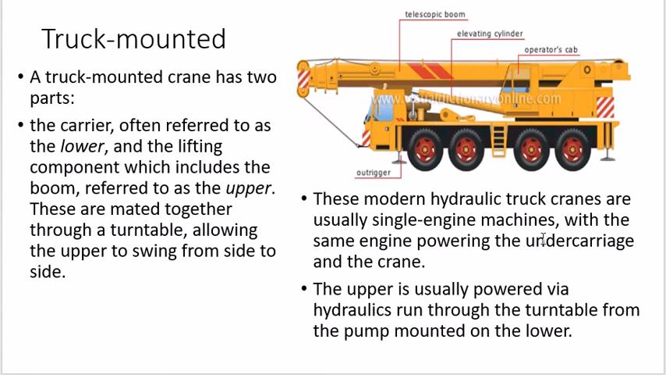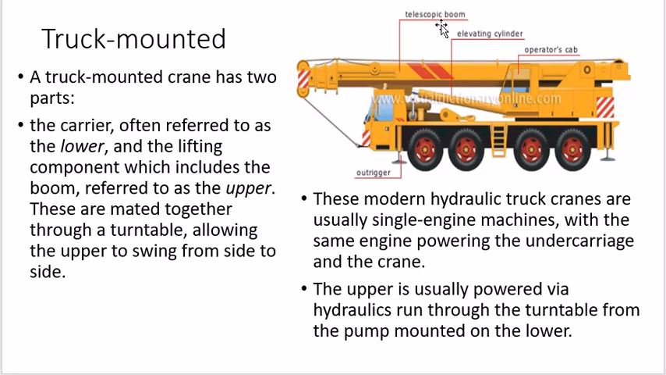The single engine powering the undercarriage. What is that undercarriage? Undercarriage is this part, which is not used to lift the things. But the upper part, this carriage, is responsible for carrying the lifting parts. The upper part is usually powered by a hydraulic run through the turntable from the pump mounted on the lower part. The pump is mounted on the lower part, but is used to pressurize this cylinder and moves the crane upward.